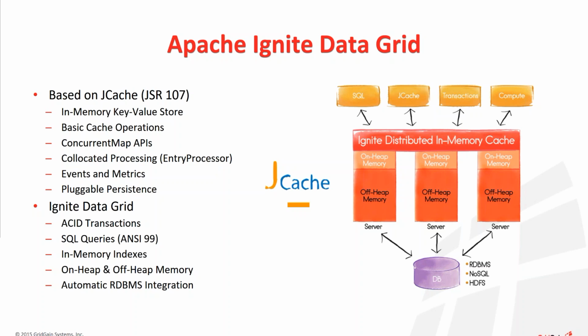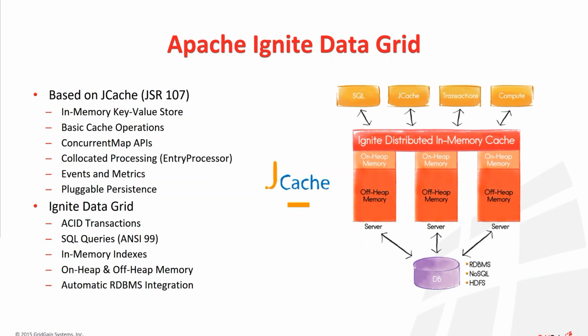But what does JCache provide? Essentially, it's a key value store. You've got multiple servers. Your key set is split across those servers, and every server is responsible for storing only a portion of the keys. Collectively, across all these servers, you have your total data set.